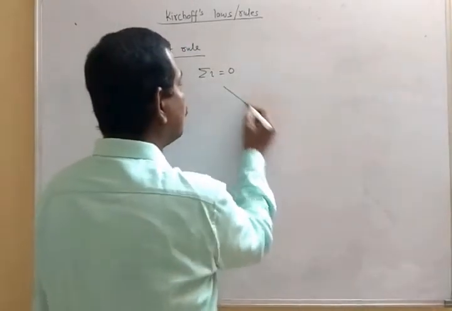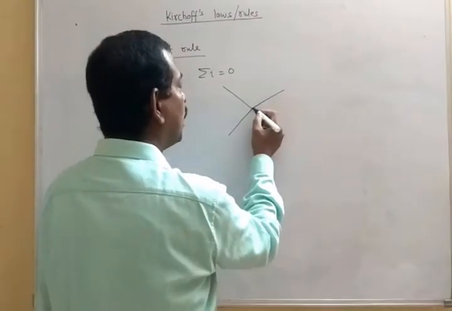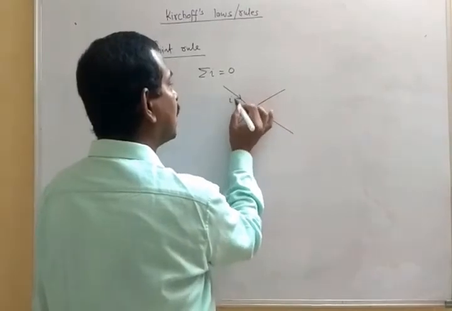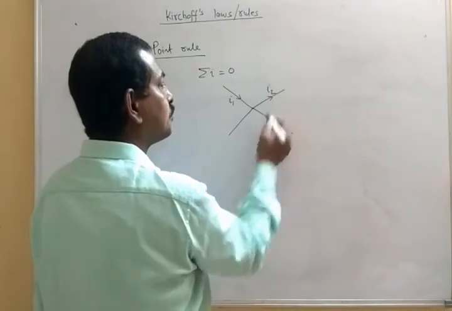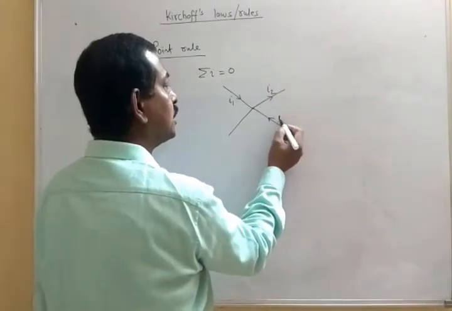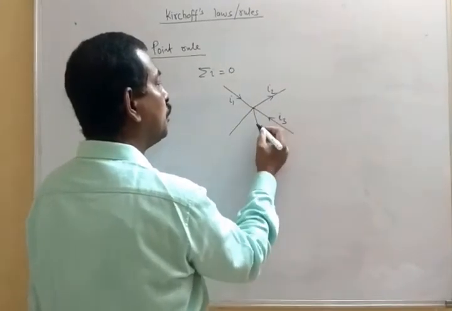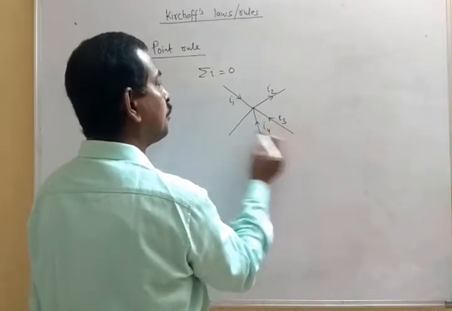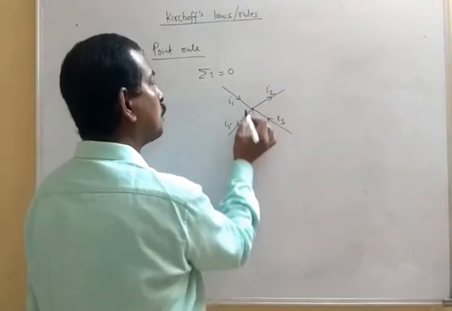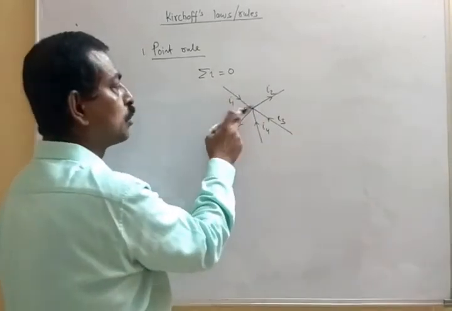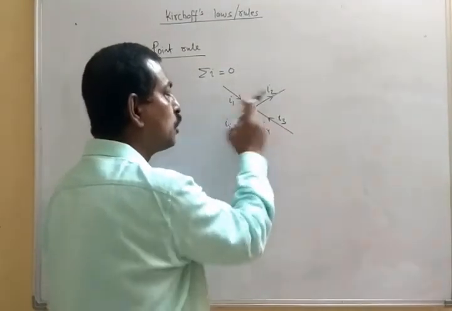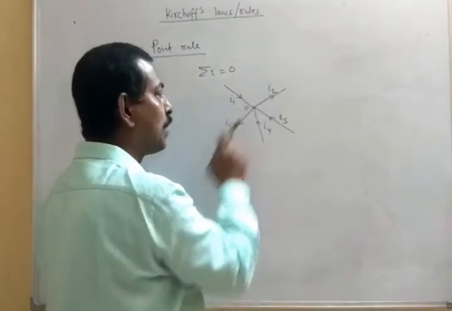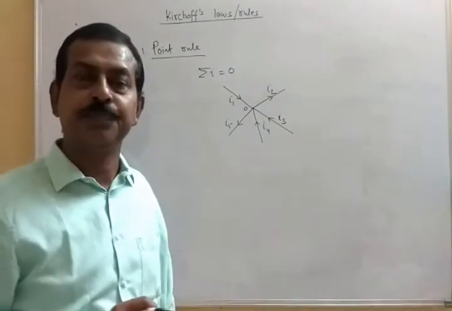If you take a circuit where, through different branches, the currents are either going towards a point or leaving it, suppose it is like this. We have I1 going towards the point O, I2 leaving, I3 going towards the point, I4 going towards the point, and I5 leaving from the point O.